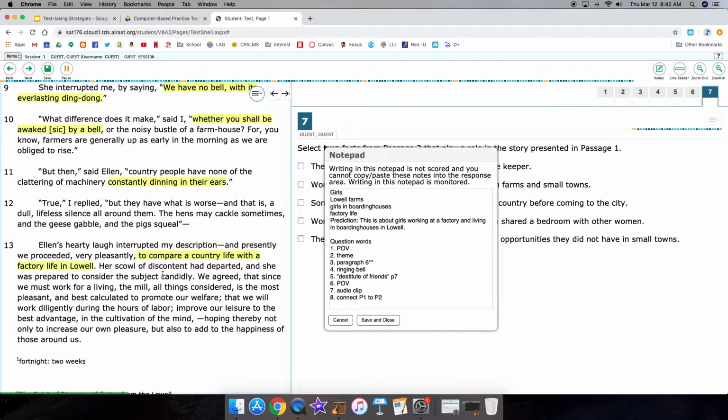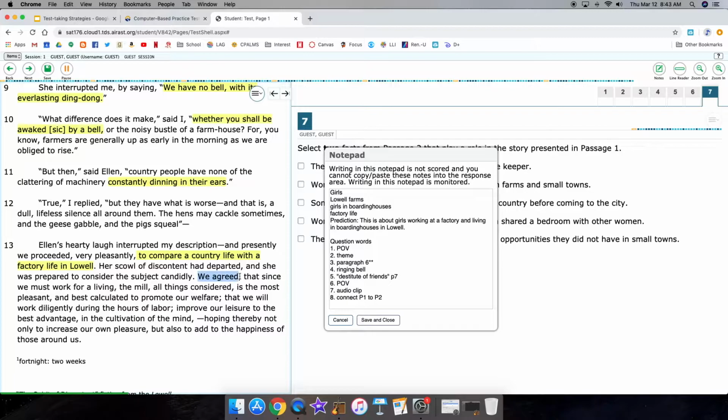Her scowl of discontent had departed, and she was prepared to consider the subject candidly. We agreed that since we must work for a living, the mill, all things considered, is the most pleasant and best calculated to promote our welfare, that we will work diligently during the hours of labor, improve our leisure to the best advantage in the cultivation of the mind, hoping thereby not only to increase our own pleasure, but also to add to the happiness of those around us.